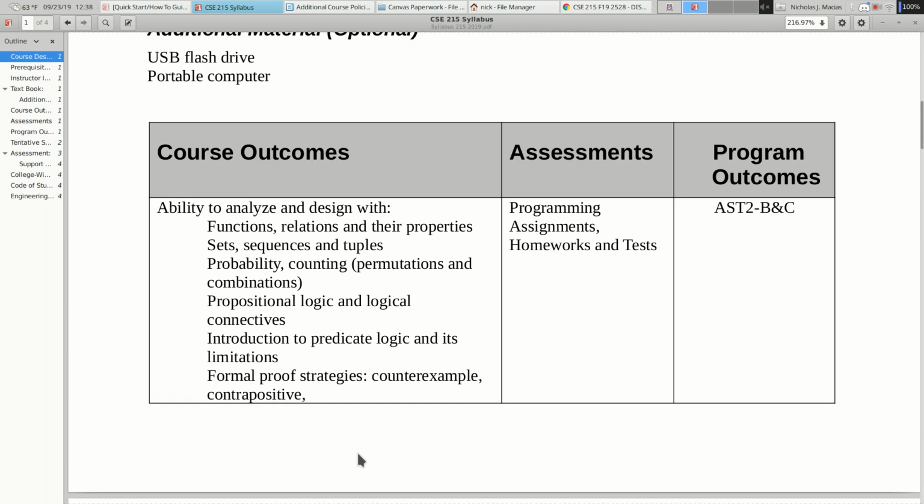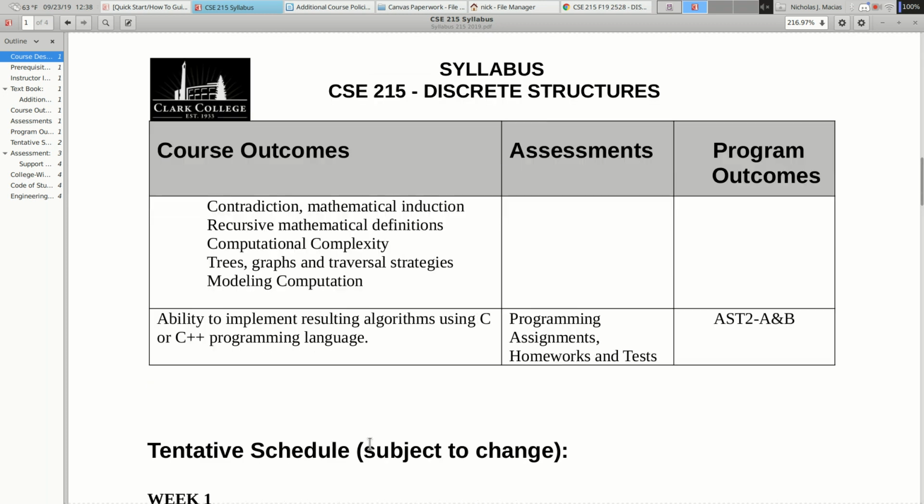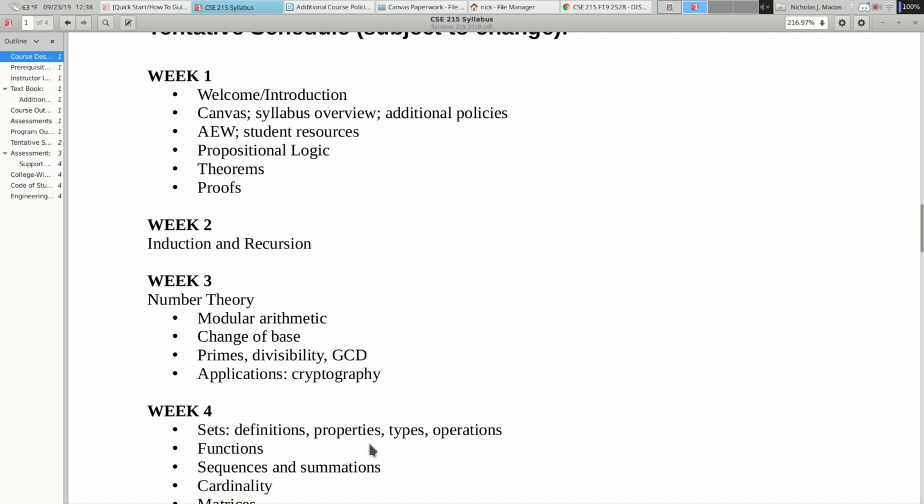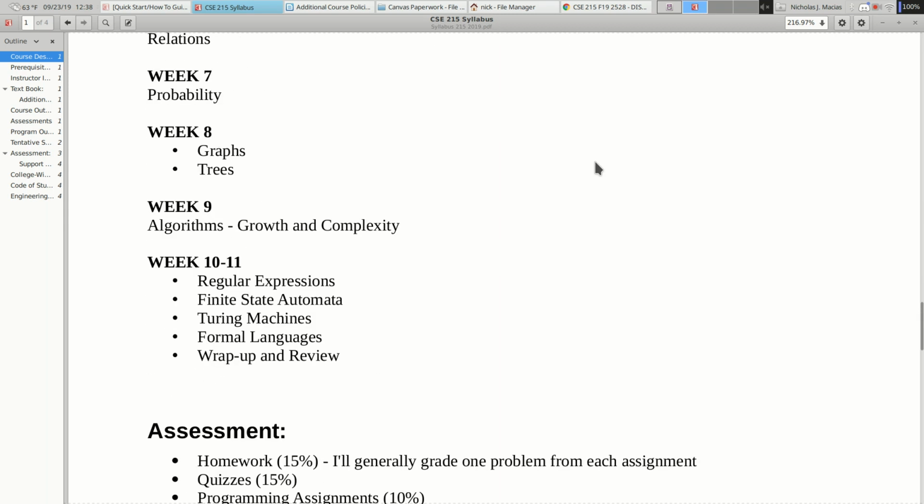And you're assessed on these through combinations of some programming assignments, homework, tests, quizzes. Tentative schedule, don't pay attention to it because we're not sticking to this as of today. We're going to go off it. We're going to do propositional logic probably week 2 or 3. So we're going to start with week 4, which is set theory today. But this is the collection of stuff that we'll cover in some semi-random order this quarter.